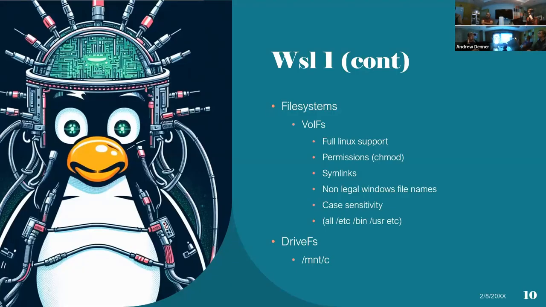Also note, there were two separate file systems. There was the VolFS, which had full Linux support. You could do all the permissions, all the chmod stuff that you know and love. Symlinks worked, and you could also have non-legal file names. It was basically all of etc, bin, usr, all the stuff that, if it didn't play like Linux, was definitely not going to work well. And then there was the DrvFS, which was basically interoperable with Windows. It required legal Windows file names, relied on Windows security, and it was not Linuxy at all.